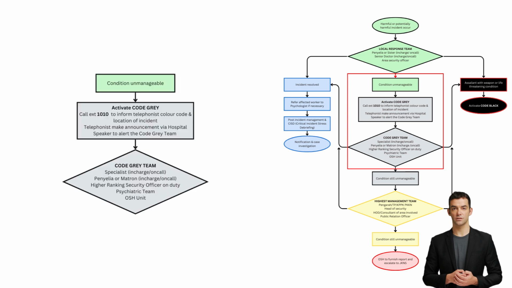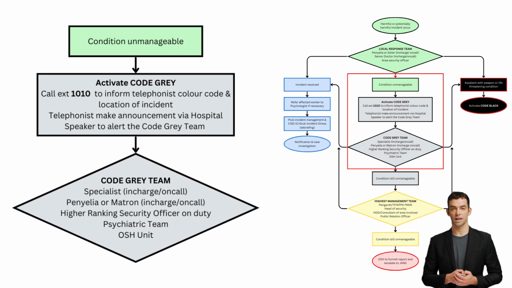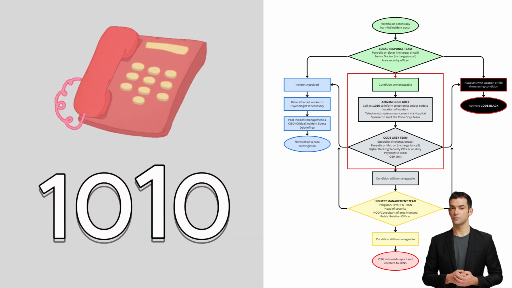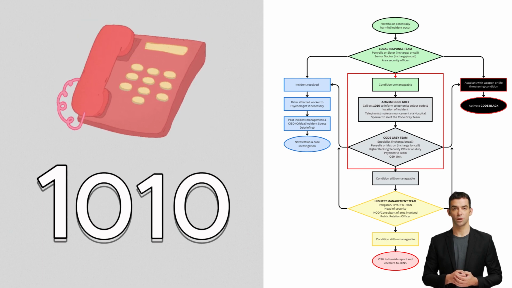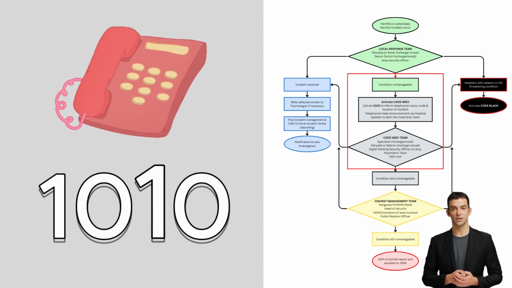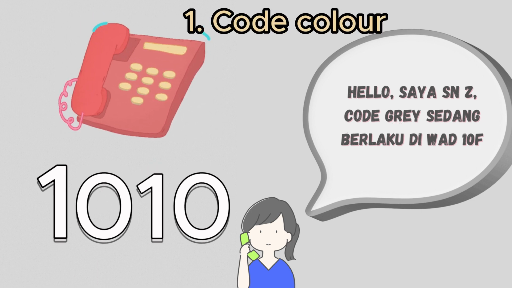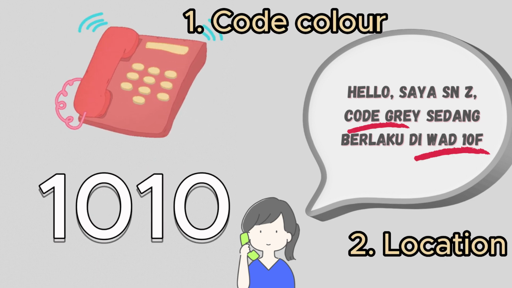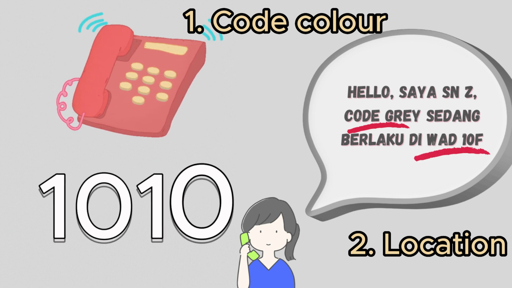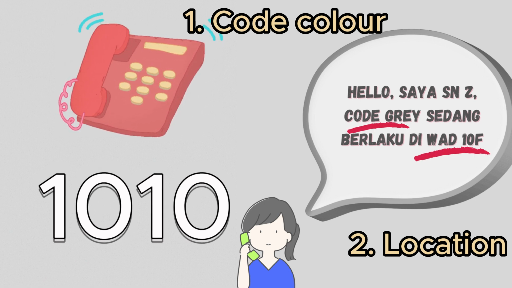Now, let's focus on the steps involved in activating code gray. When a violent situation arises and the local response team is unable to manage the situation, they should immediately call the designated emergency number, 1010. Inform the operator about the incident and request the activation of code gray. Relay this information to the telephone operator: the code color, code gray, and the location of the incident. This information is vital for a prompt and effective response.